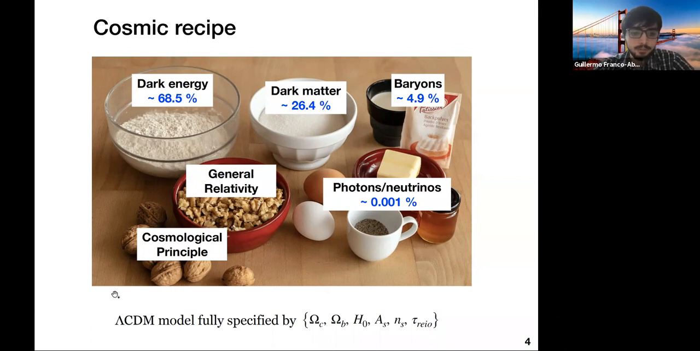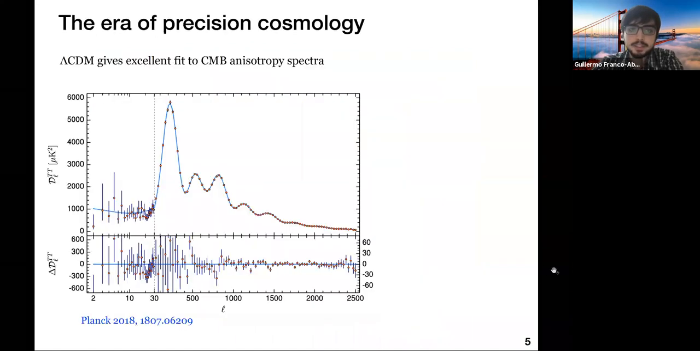So in its minimal form, this model is fully specified by only 6 parameters, which are controlling essentially the energy content of the universe, some details about inflation, and also a parameter controlling star formation. With only these 6 parameters, this ΛCDM model is able to provide an excellent fit to the anisotropies of the cosmic microwave background that I'm showing here, which corresponds to the relic radiation that was formed shortly after the Big Bang.